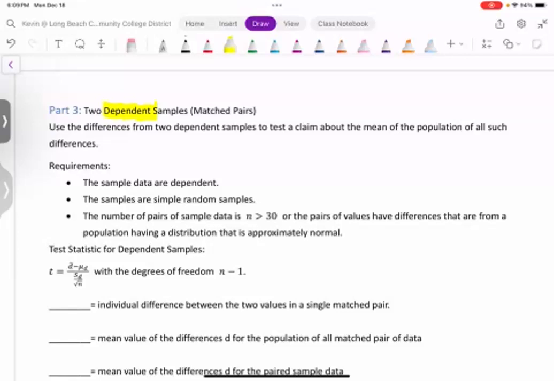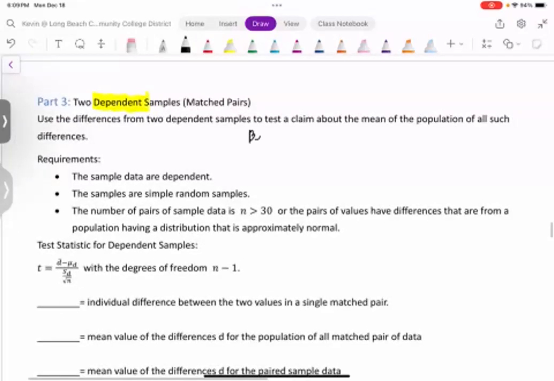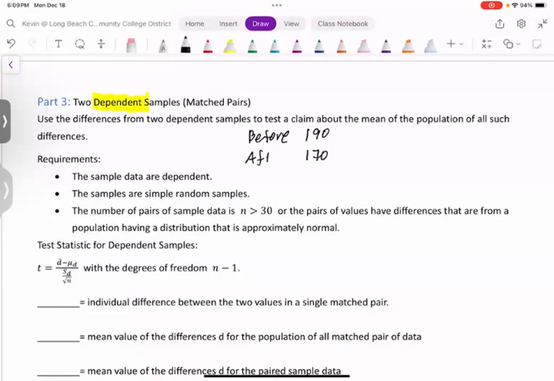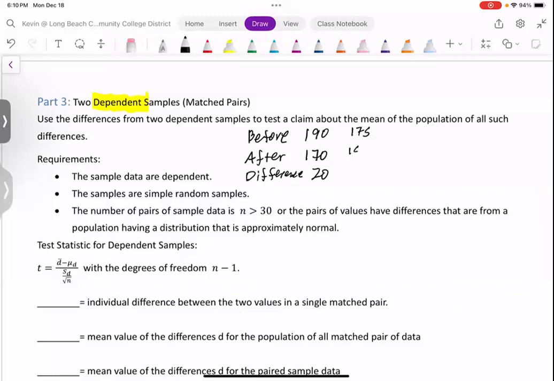So, for example, if there's a weight loss program, and we have the before weight and the after weight. So before they weighed 190 pounds, and afterwards they weighed 170 pounds. What we are interested in is the difference, meaning 190 minus 170 is 20. So that's what we're going to focus on. Maybe before it was 175, down to 150. That's a difference of 25. So we will be interested in this list here.